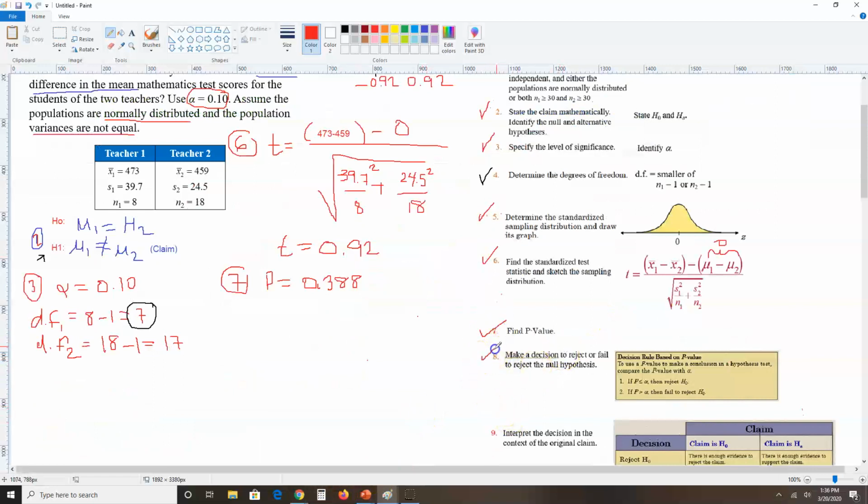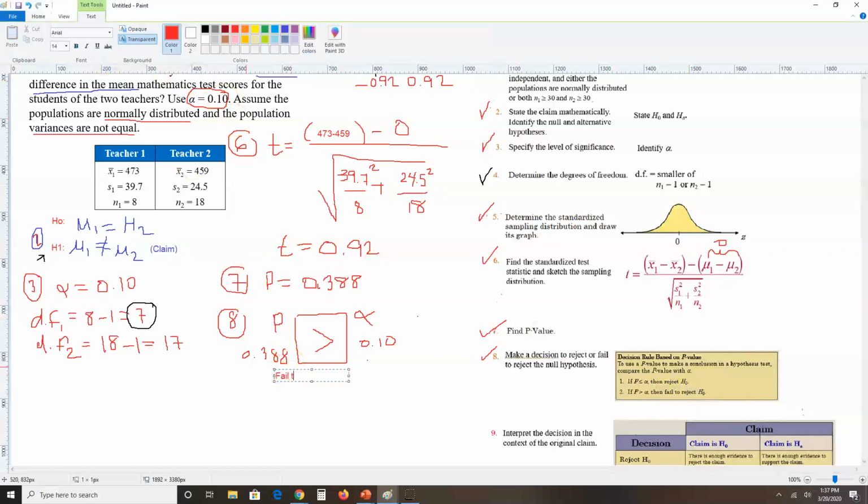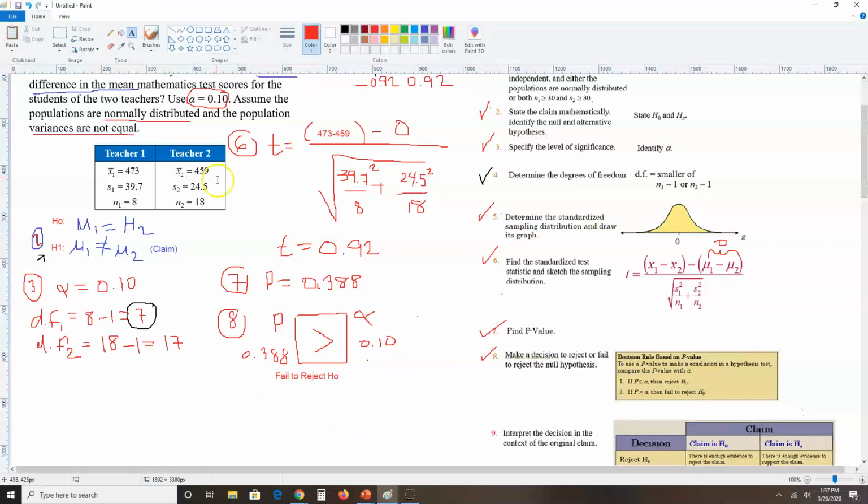Now we're going to go to step 8. What is step 8? That's when I compare my p-value against my alpha. And who's my p-value? 0.388. That's what we got in step number 7. Who's my alpha? That's step number 3, 0.10. And from left to right, is P bigger or smaller? It's bigger. And looking at the chart here, when the p-value is bigger, our decision is going to be fail to reject H0. Okay, and that's what I'm typing right here, based on this chart. And we did step number 8.